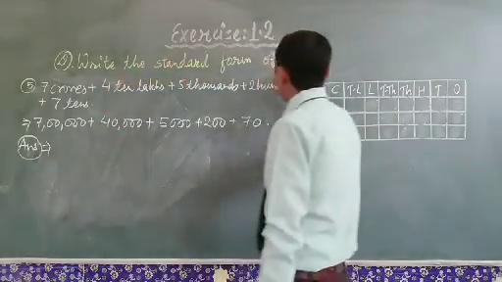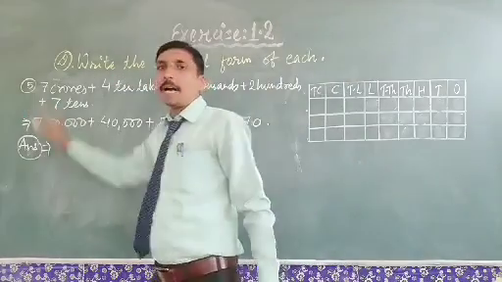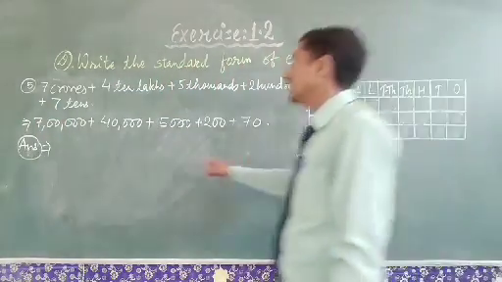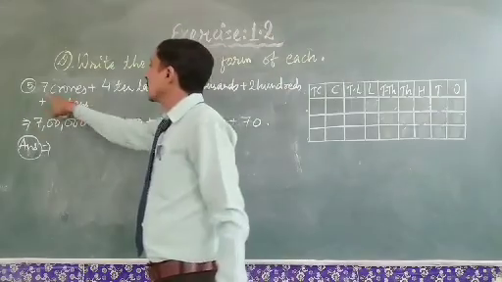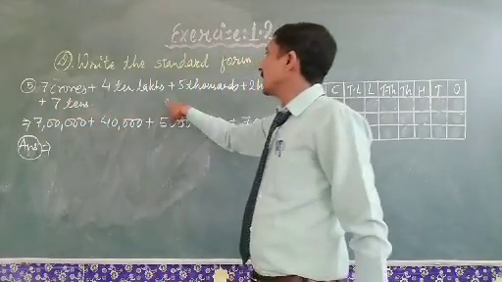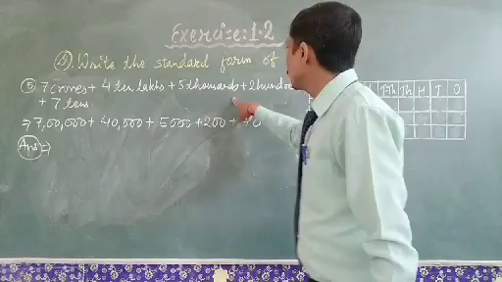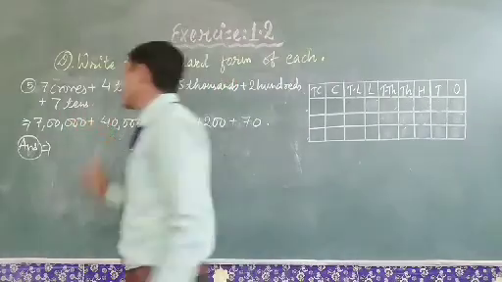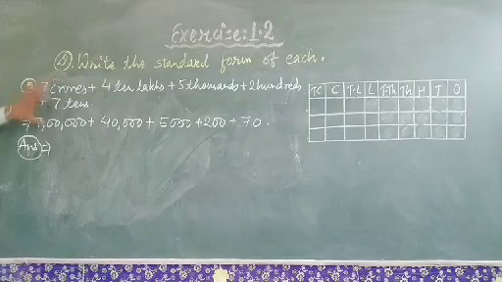Write the standard form for it. Come to question number 5. In question number 5, you see the question is written like 7 crores, 4 ten lakhs, 5,000, 200, 7 tens. So first of all, write this in number.